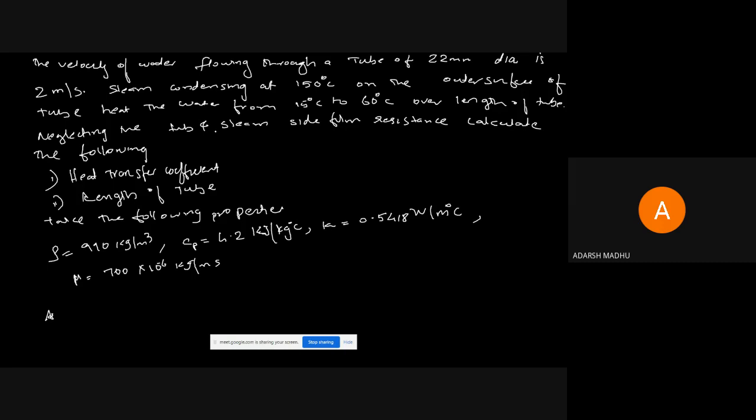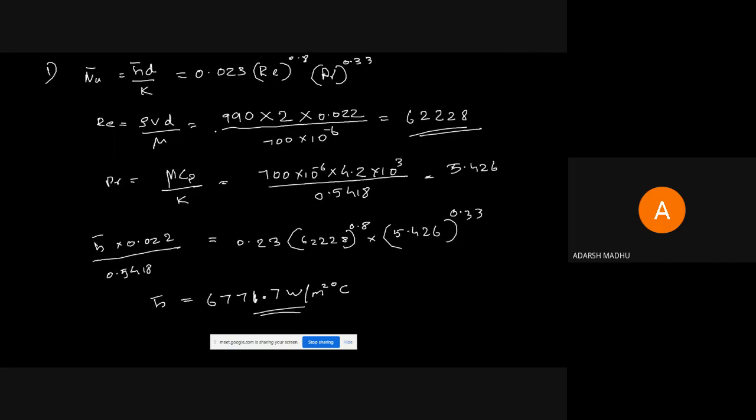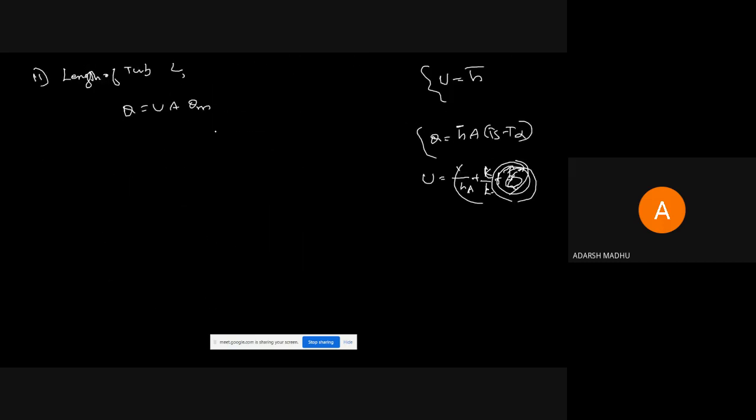Here it is given that the tube and steam side film coefficients are neglected. So 1 by hi will be 0 and 1 by ho will be 0. So only the heat transfer coefficient remains, and the equation becomes simple. Only H bar will be there, so U equal to H bar. So the U value is found.